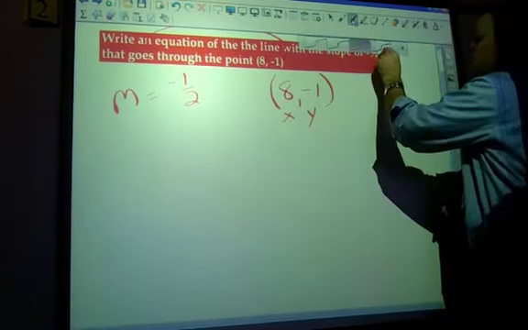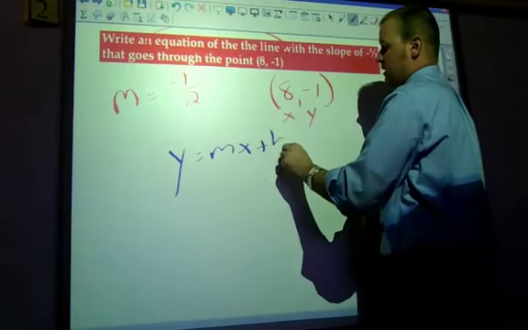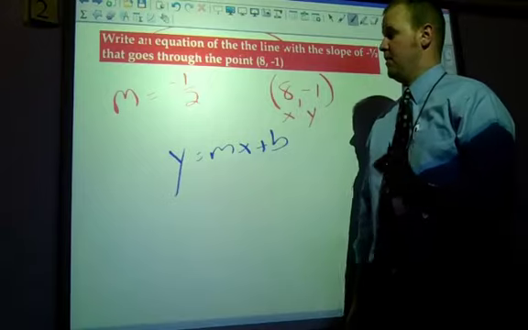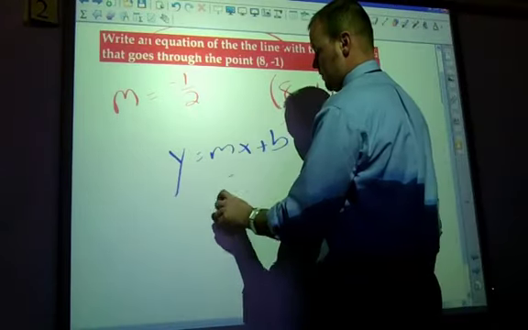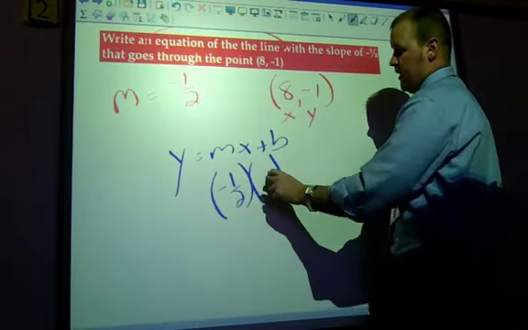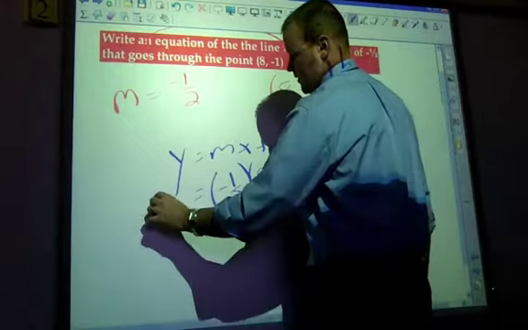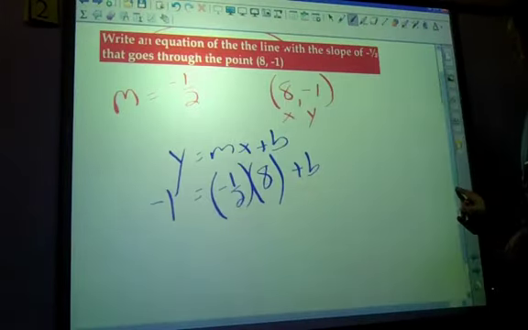So we know the equation again is y equals mx plus b. I'm going to plug in everything that I know. Everything that I know is m, so I have negative 1/2 for m. Right next to that being multiplied is 8. That's x. b is what I don't know. It should be equal to negative 1 to do this correctly.